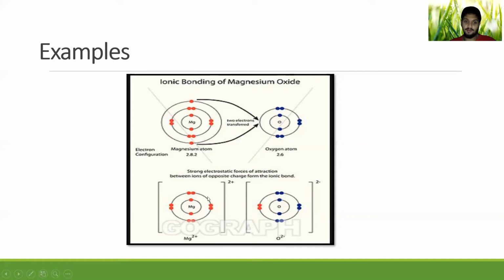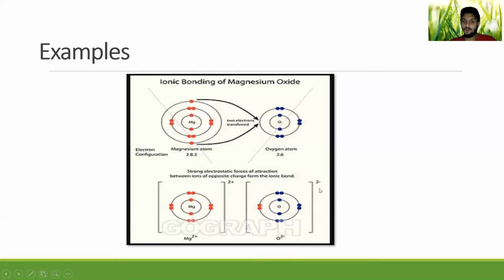So you can see here, magnesium gives away 2 electrons. When you give, you gain a positive charge. In this case, he gives not just 1 electron, he gives 2 electrons, so he obtains a positive 2 charge. Whereas what happens to oxygen? Now oxygen has gained 2 more electrons. You can see here the red dots. They are the electrons that came from the magnesium. So the 2 electrons from magnesium have joined oxygen's outer shell now.